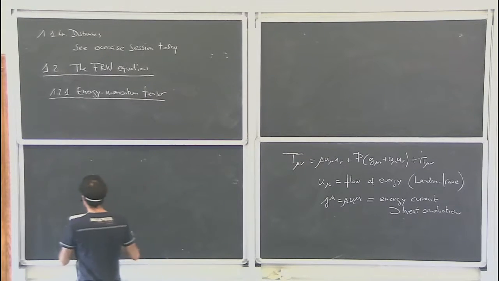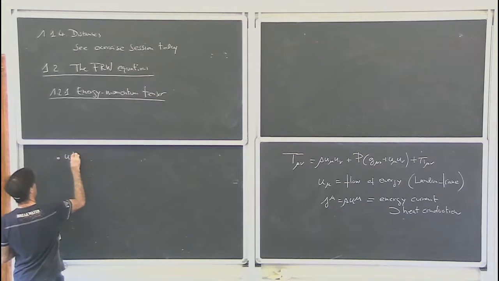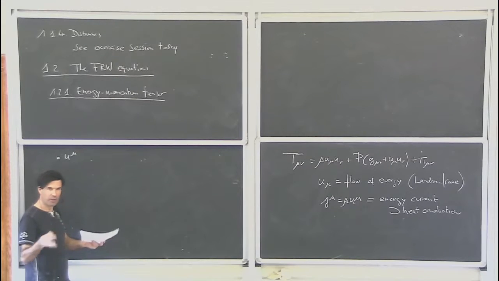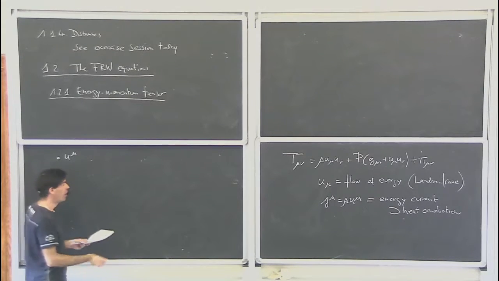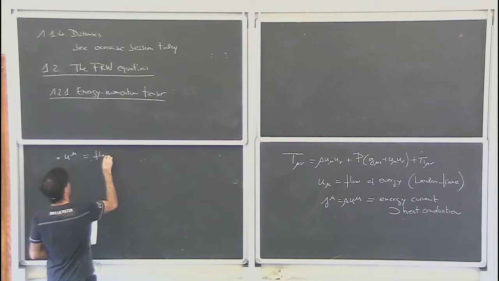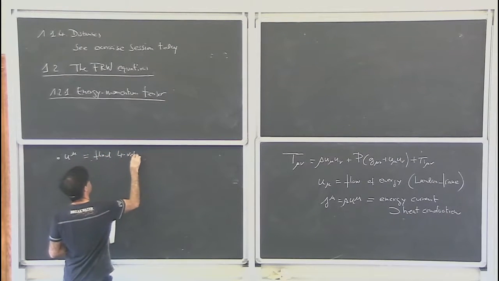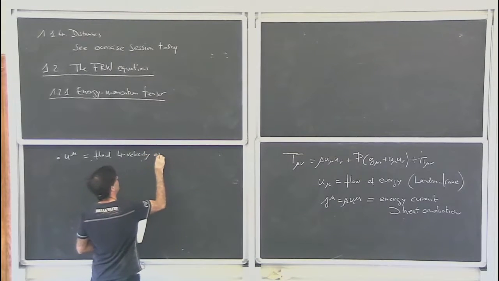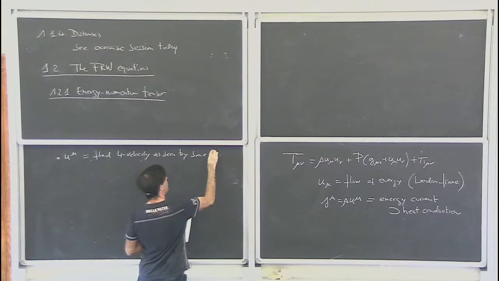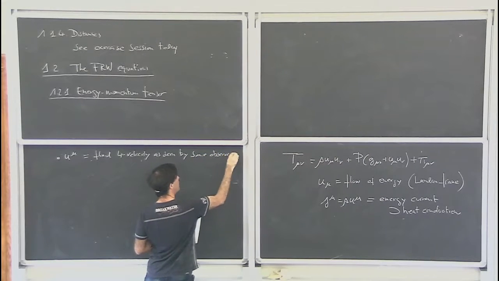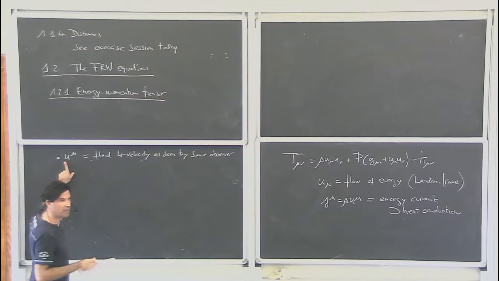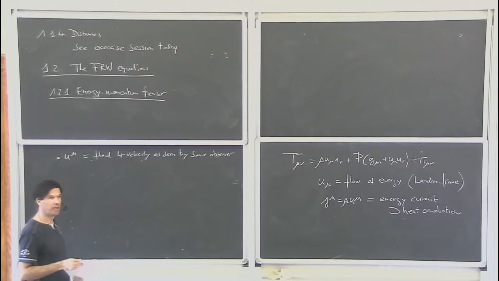First of all, let me write down. Now u^μ is the fluid four-velocity, with the understanding that it describes energy flow as seen by some observer. So the observer might not be at rest with the fluid. He might see the fluid moving and he would assign a certain velocity u^μ to this fluid at each position.